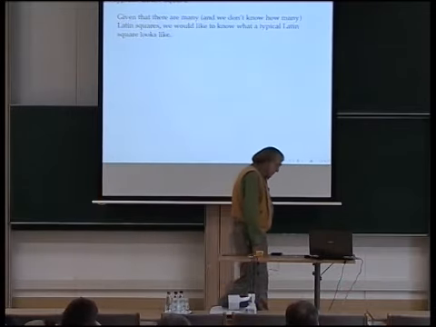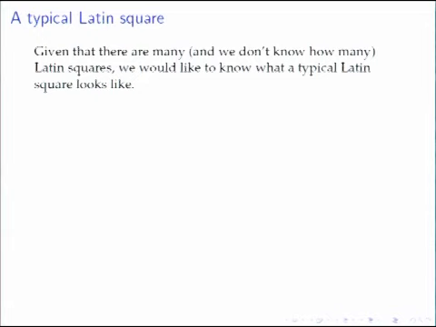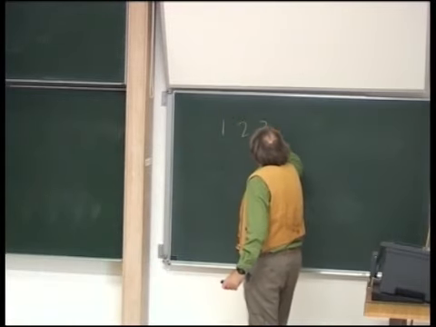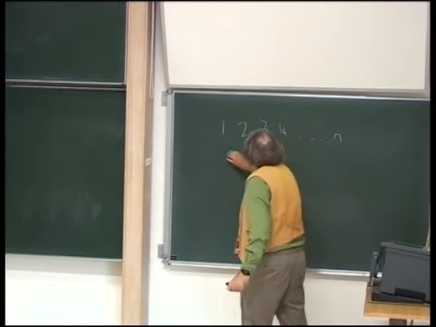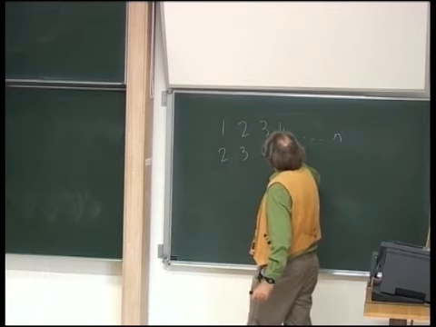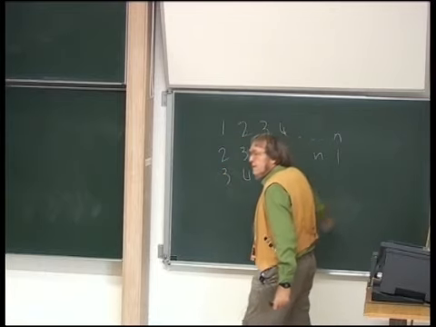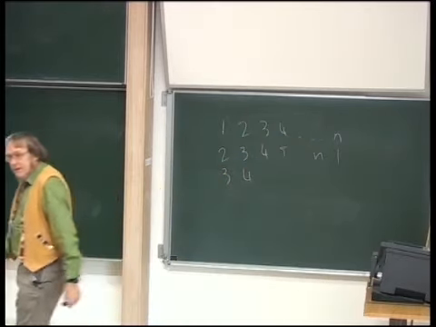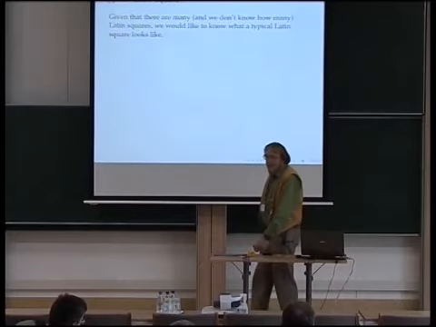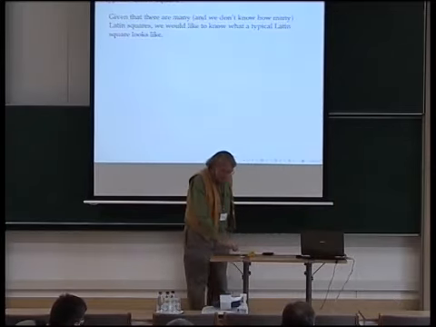Why would we want to choose at random? Well, you might say there's this huge space of Latin squares. What do they tend to look like typically? If you ask somebody to write down a Latin square of order n, they'll probably do something like this, something cyclic like that. That's not at all typical. It has many special properties that the typical Latin square doesn't have.